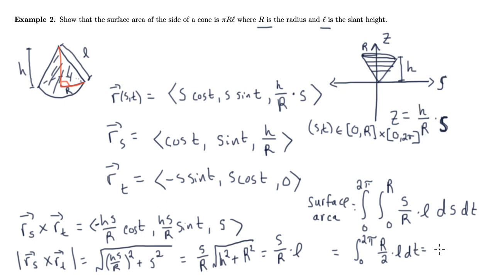So what do we get? We get pi r L, which is exactly what we were supposed to get. So there you go. Now, if we wanted the surface area of the entire cone, we would just add the bottom, which would be pi r squared.